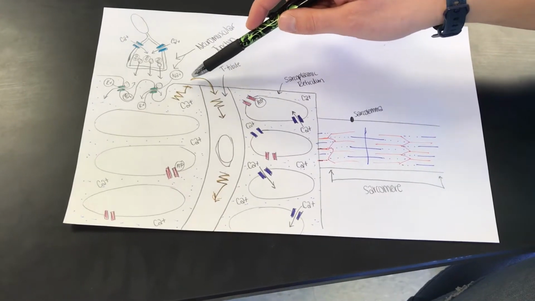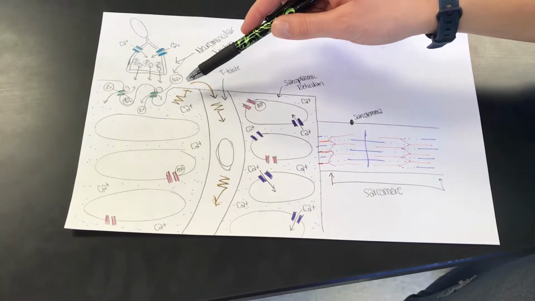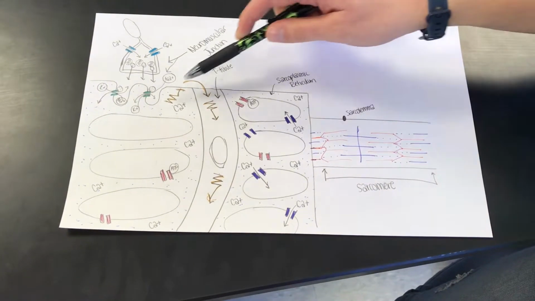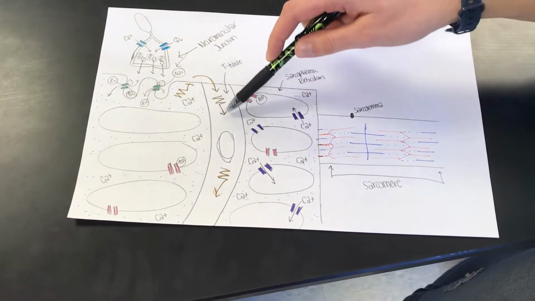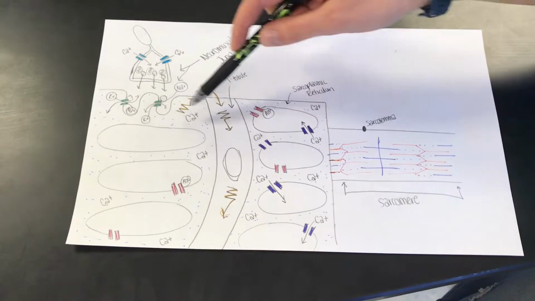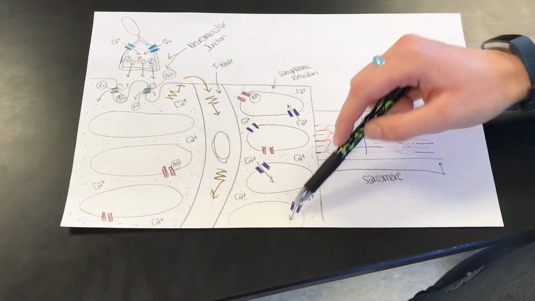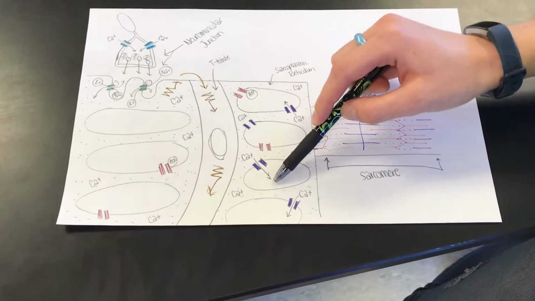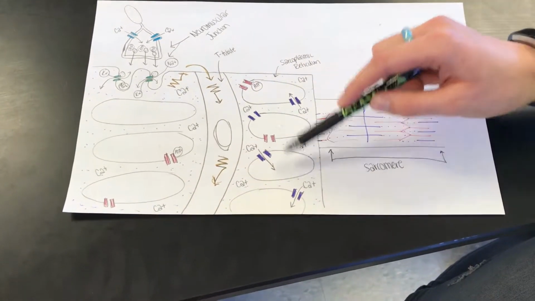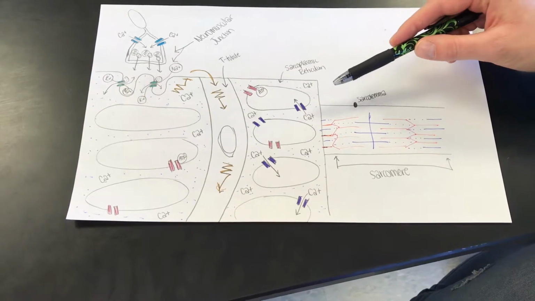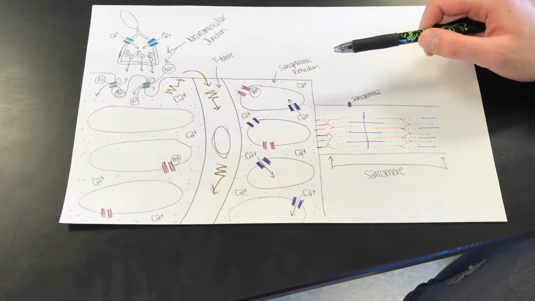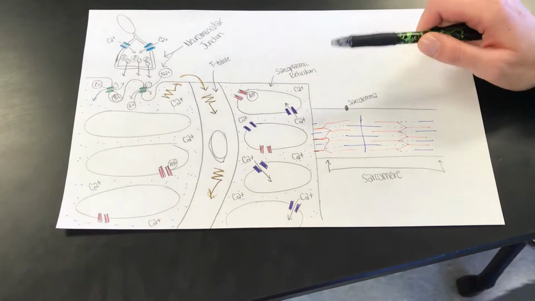So next, during excitation contraction coupling, the action potential is sent through the transverse tubules, causing the voltage-gated calcium channels to open in the sarcolemma, and calcium leaves the sarcoplasmic reticulum and diffuses into the sarcomeres. The calcium then binds to the troponin complex, which exposes the active site on the actin filaments.